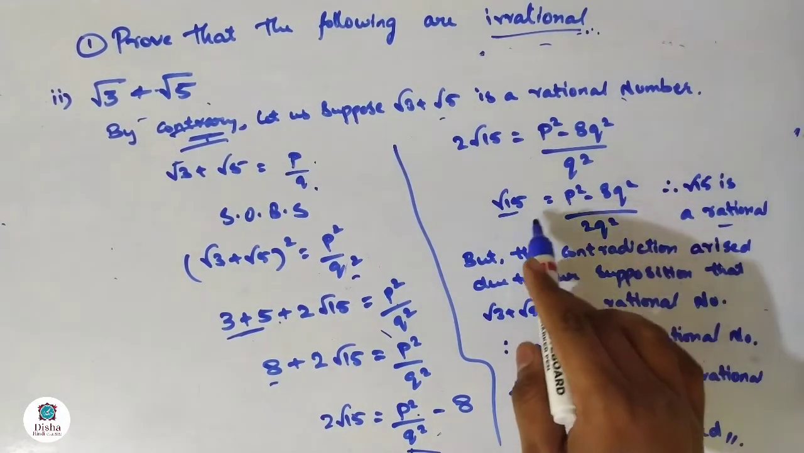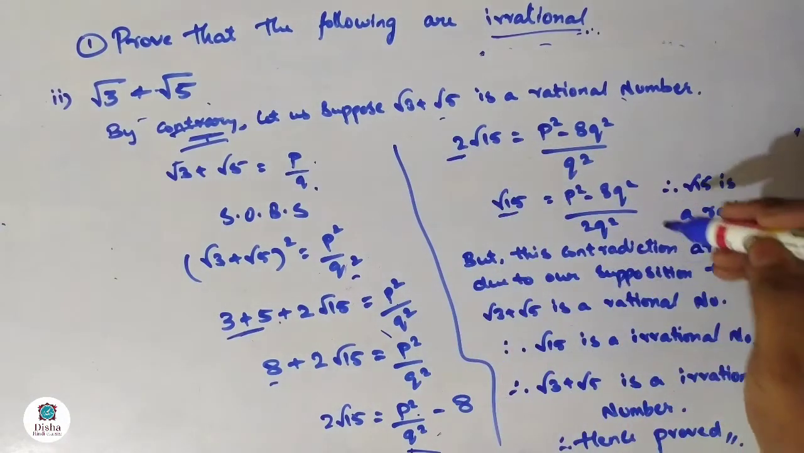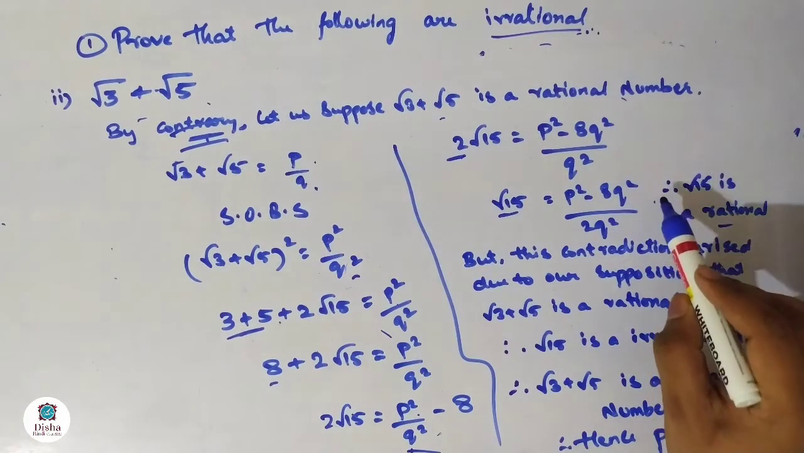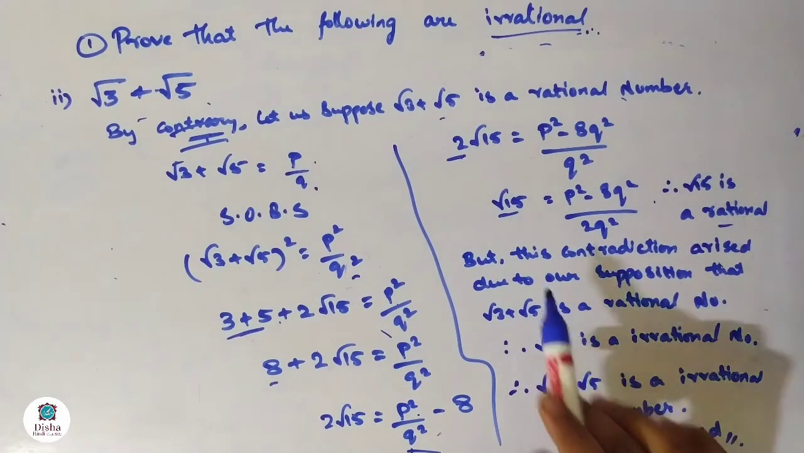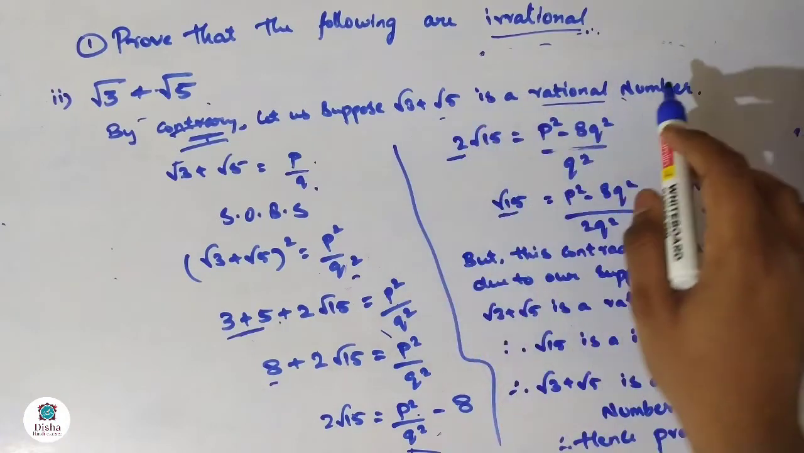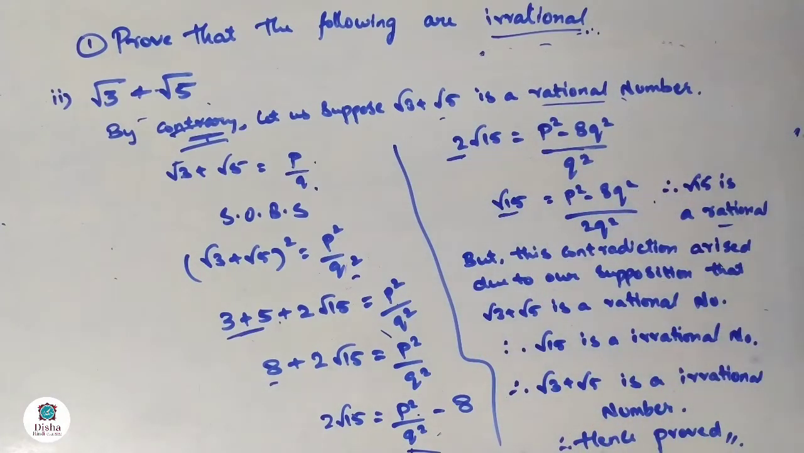Okay, and here this 2 will go into the denominator, and we will get root 15 equals to an expression in the form of p by q. We have a numerator and a denominator, therefore it is a rational number. But we have assumed that root 3 plus root 5 is a rational number. That is the reason we got it in the form of p by q.